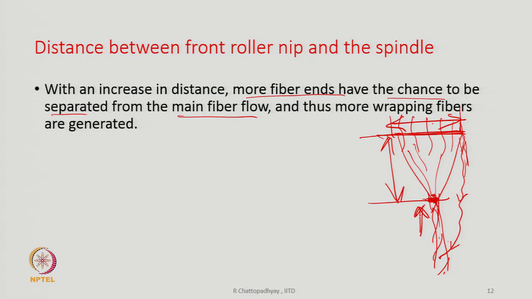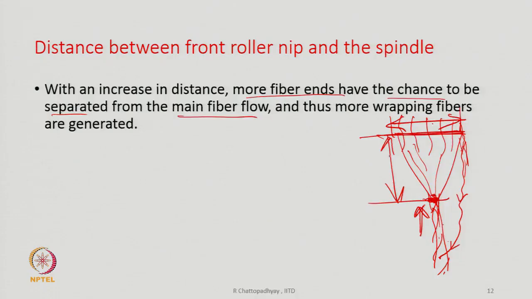That all depends upon the power of jet 2, which is more powerful. That is actually twisting the main bundle of fibers and forcing the twist to move ahead towards the front roller nip. But finally, all these fibers will lose twist because they are basically false twisted.